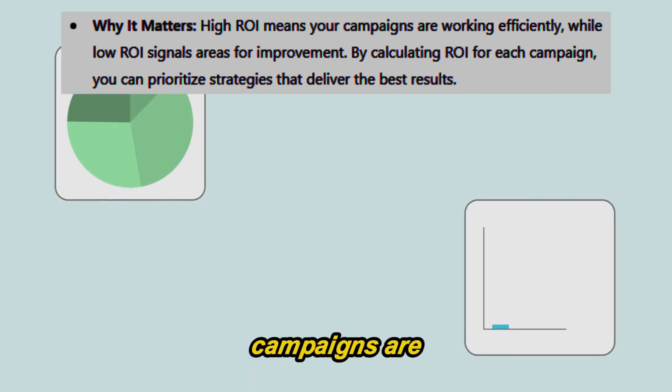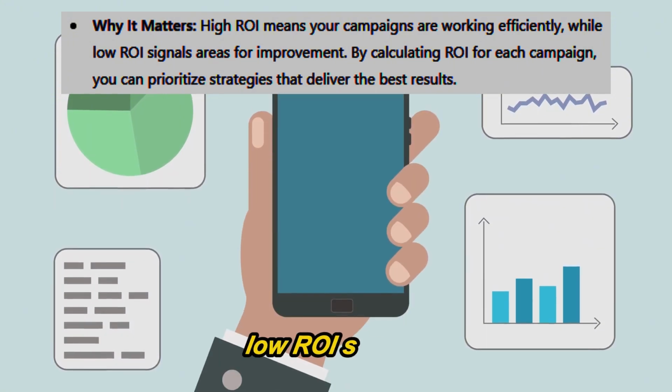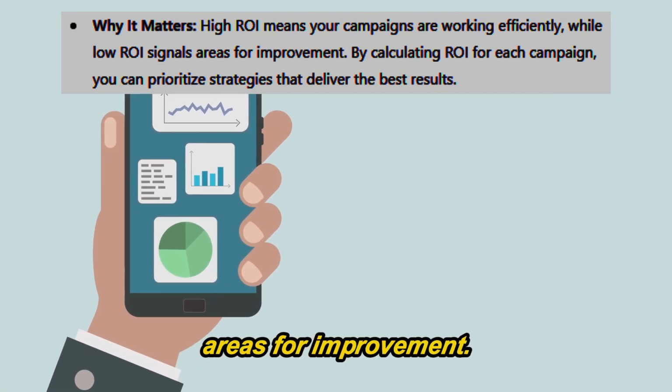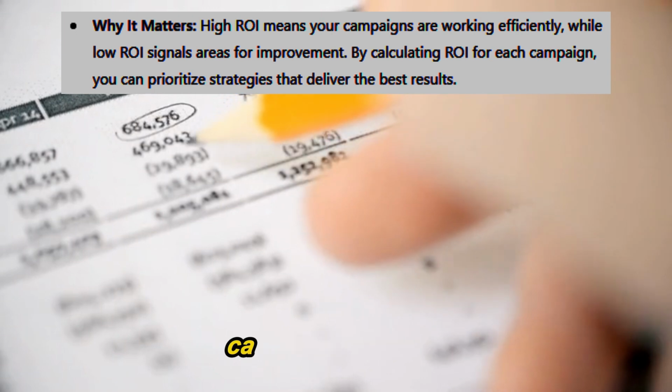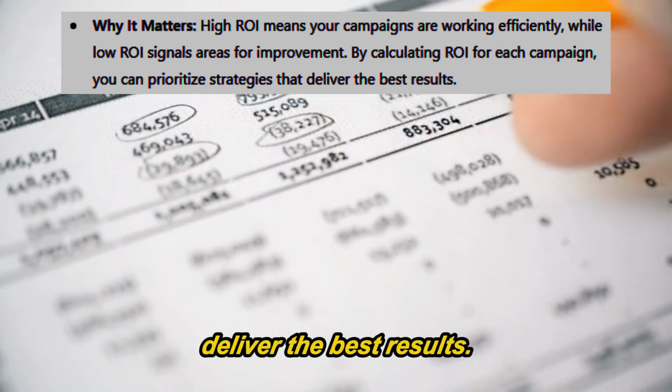Why it matters. High ROI means your campaigns are working efficiently, while low ROI signals areas for improvement. By calculating ROI for each campaign, you can prioritize strategies that deliver the best results.